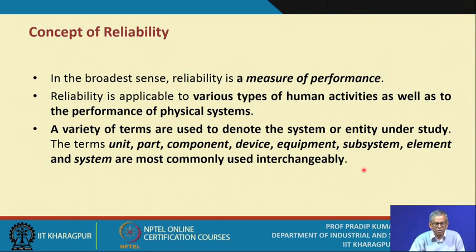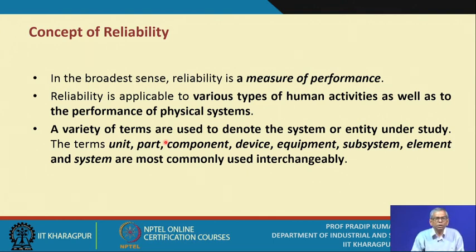Now, in the broadest sense, reliability is a measure of performance. Getting my point? As we have mentioned, quality has several dimensions, and one of the important dimensions is performance, the performance in the long run. So essentially, reliability is a measure of performance. Reliability is applicable to various types of human activities as well as to the performance of physical systems. This is obvious, in fact. That means it is a concept applicable not only for inanimate objects, but also for animate objects, in the broadest possible sense.